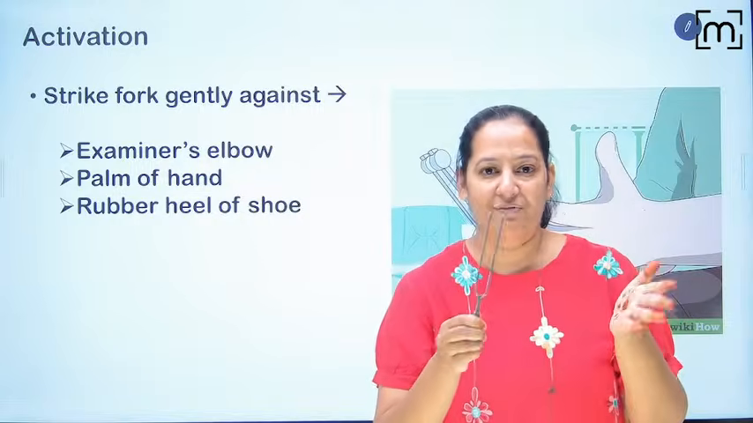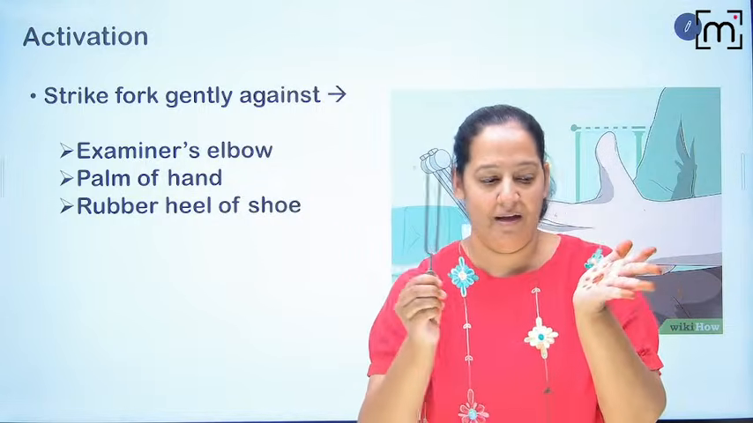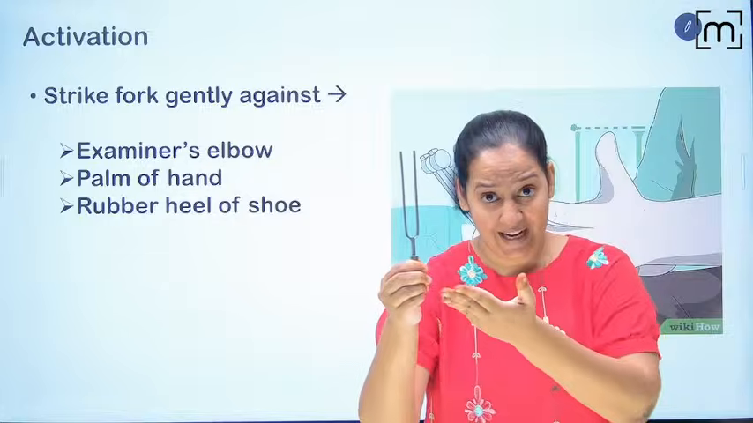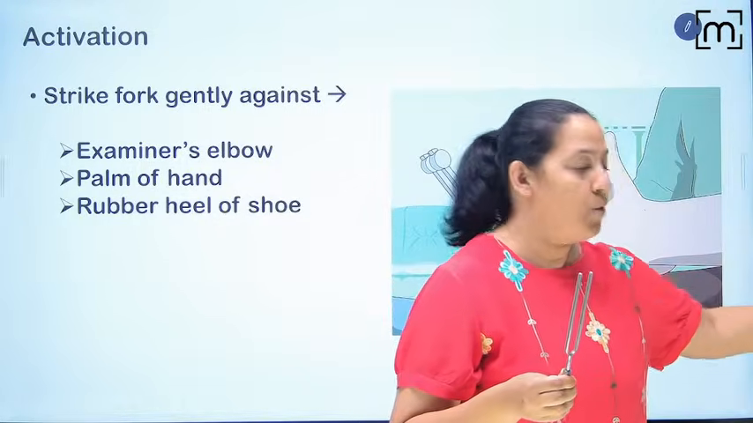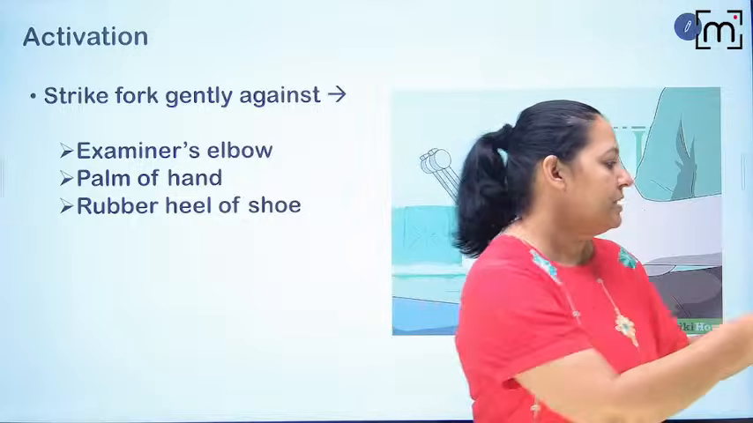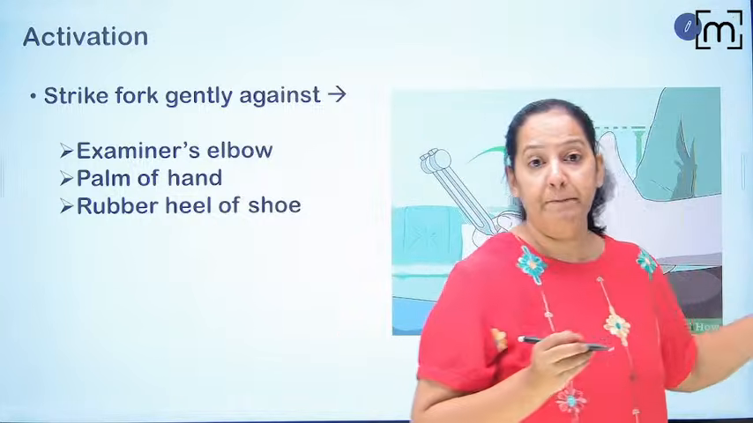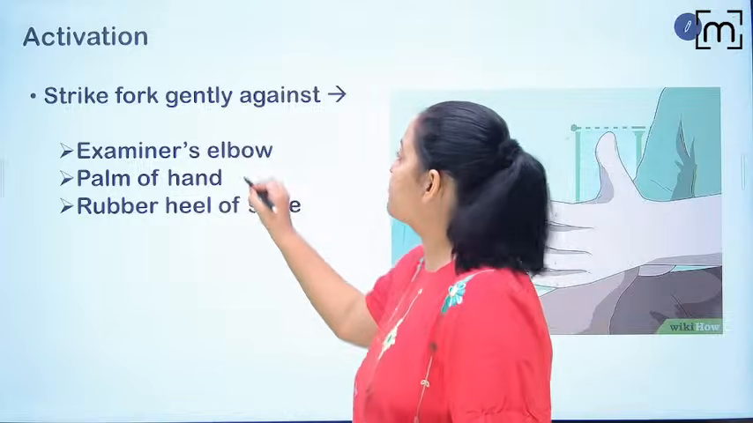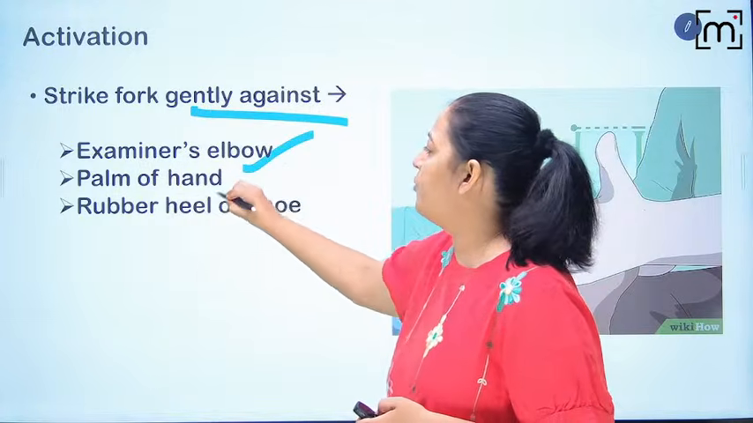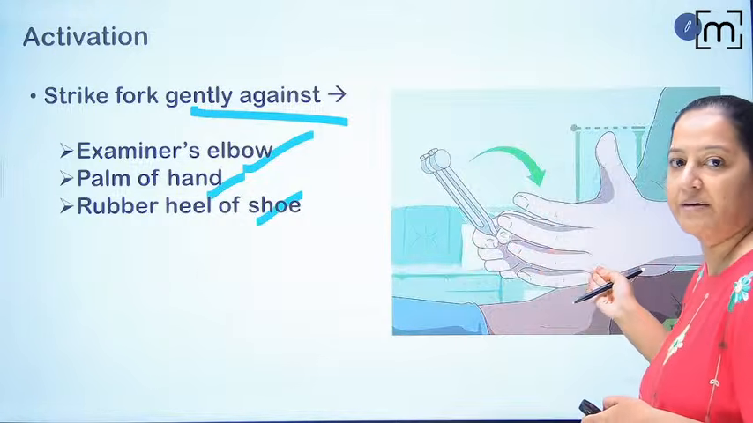I can feel the vibration. I cannot give you this feel, okay, but it is vibrating like this. I can feel the vibration. This is known as activation. So this is how we activate it: strike gently against the examiner's elbow, palm, or any hard surface like this.